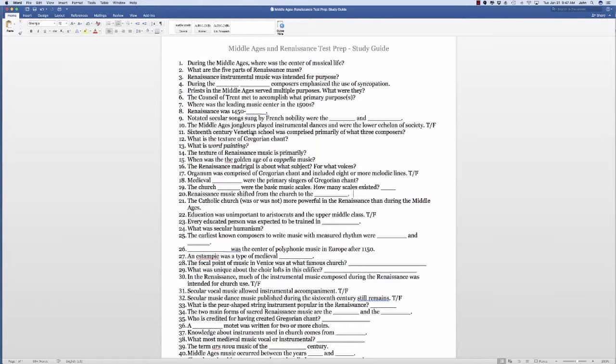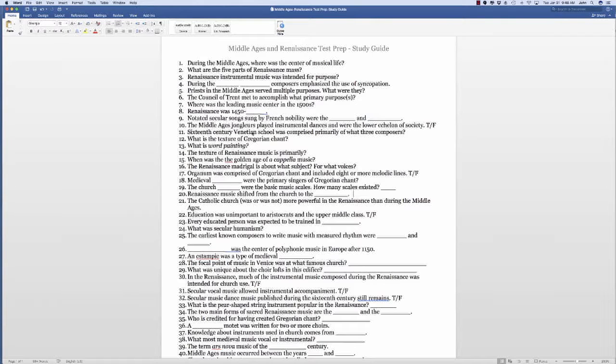Number 12, what is the texture of Gregorian chant? Well, as we remember, Pope Gregory I had a 14-year reign as the head of the Catholic Church, and they began to sing music, and they were chants, and they were known as monophonic, mono meaning one, and so these were very much like children singing in unison. There was no harmony.